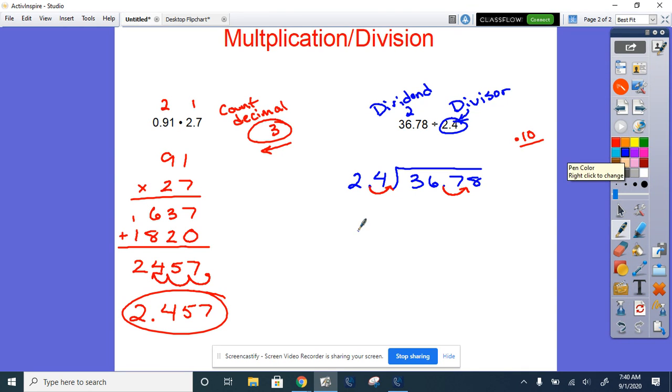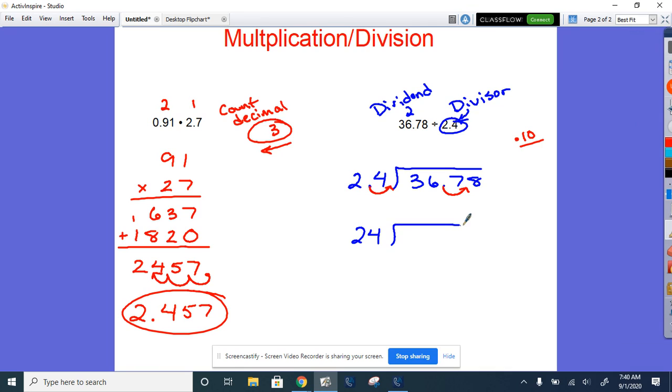So our new problem now becomes 24 into 367.8. And now we just follow long division as we always have. 24 doesn't go into 3, but it does go into 36. It goes in one time. 1 times 24 is 24. And now, remember, this is repeated subtraction. So I'm left with 12. Obviously, I can't divide 24 into 12, so I drop down my 7. And now it's 24 into 127.